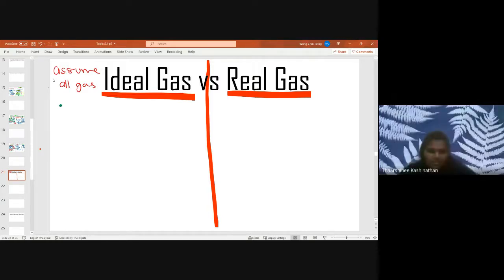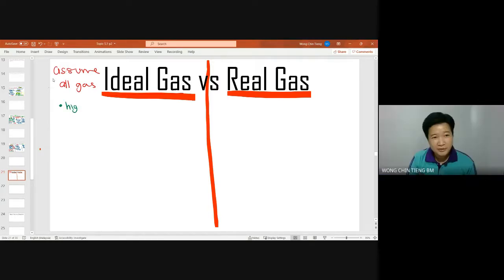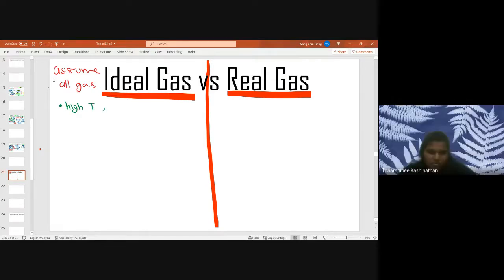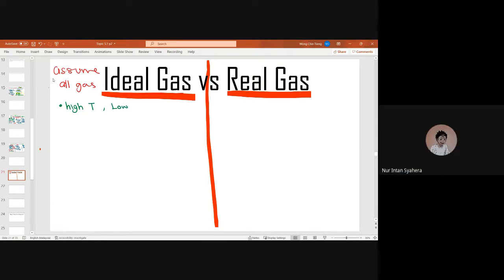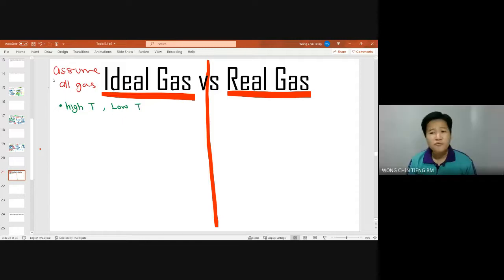High temperature and low pressure. Alright, very ideal. Suhu tinggi, gas bergerak laju. Alright, low pressure, sorry, tersalah. Sangat-sangat ideal. Kamu fikir pun kamu dah rasa seronok.